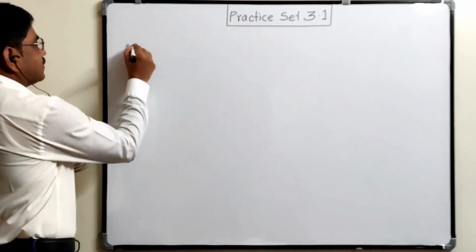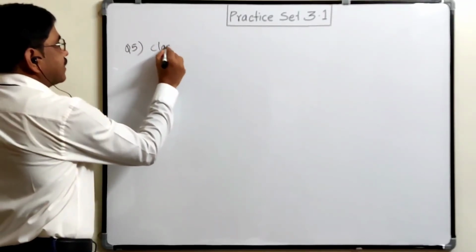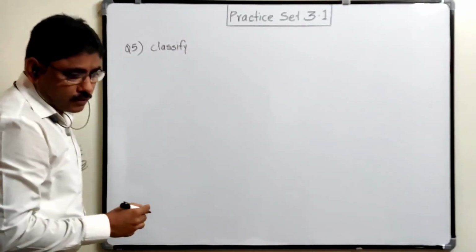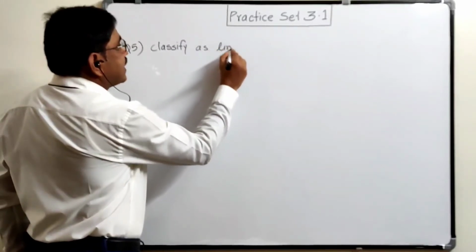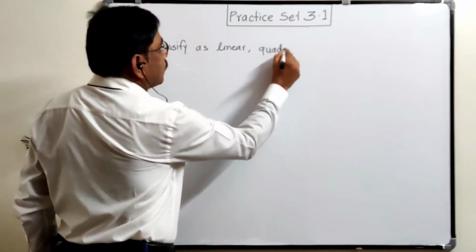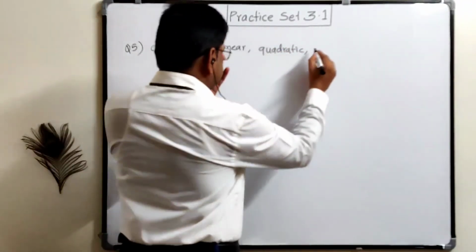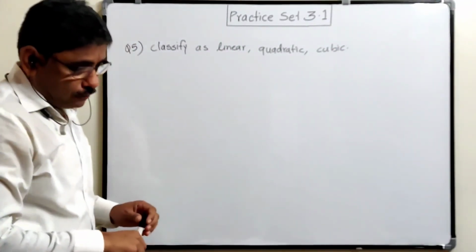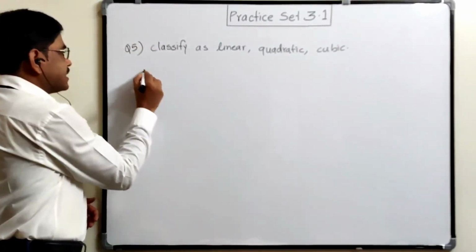So now question number 5 is that, so easy this practice set, basic practice set is there. Classify as linear polynomial. Linear means degree 1, quadratic degree 2, and cubic. So which one is the cubic polynomial, which one is the quadratic, and which one is the linear? So I am writing some examples here.